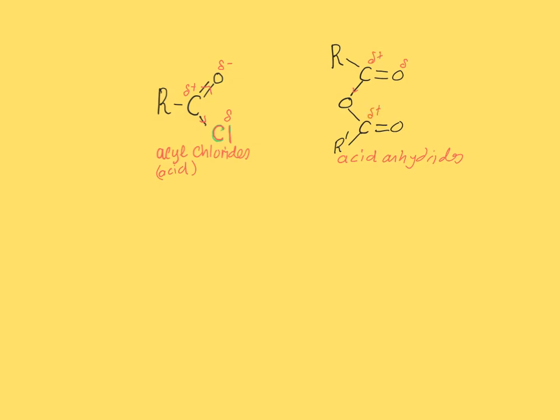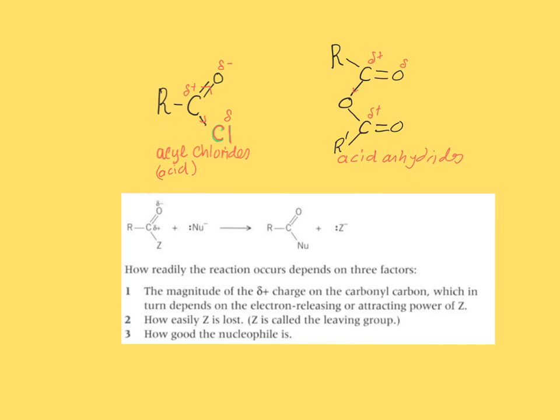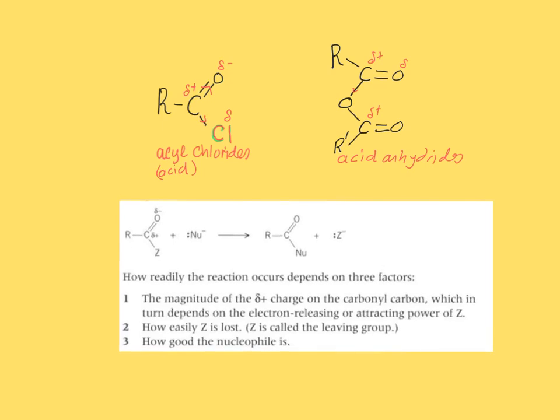electron deficient. In the case of acid chlorides, Z is equal to a chlorine atom, and in the case of acid anhydrides, Z is equal to O-C double bond O-R', and these are known as leaving groups. Now, obviously because the carbon is electron deficient, it's going to be attacked by nucleophiles, and the nucleophiles will attack the electron deficient carbon and the Z group leaves.